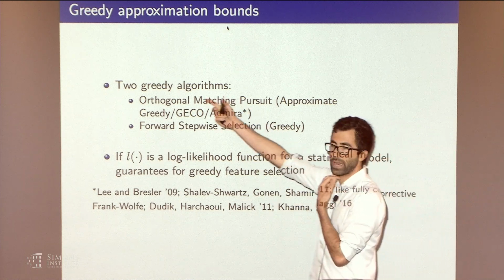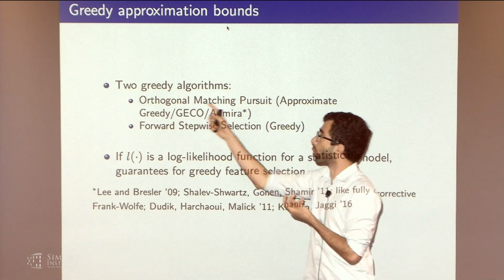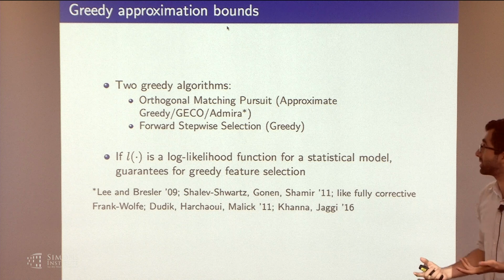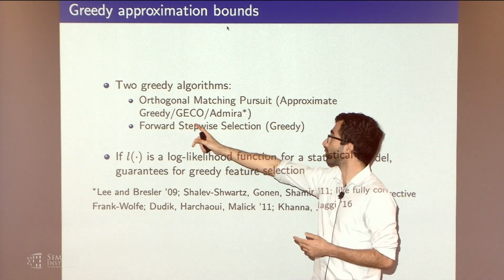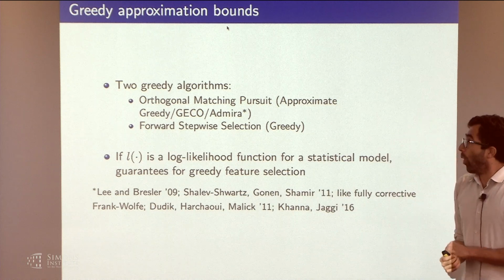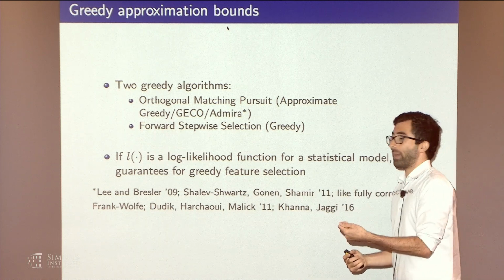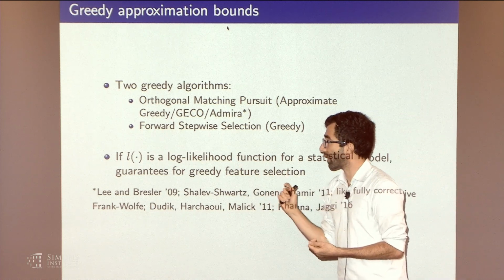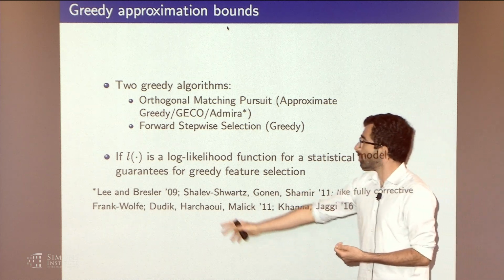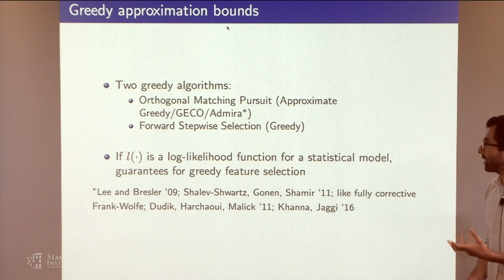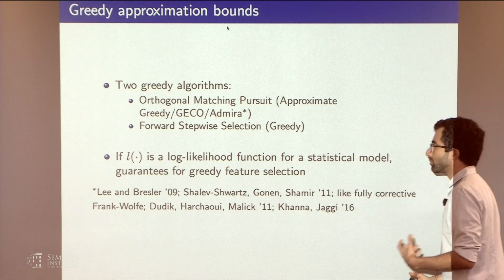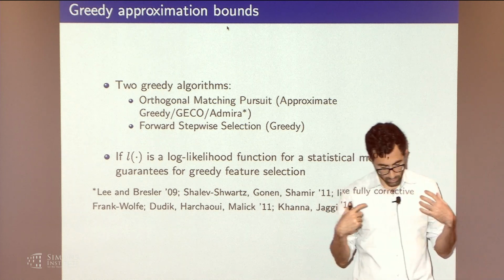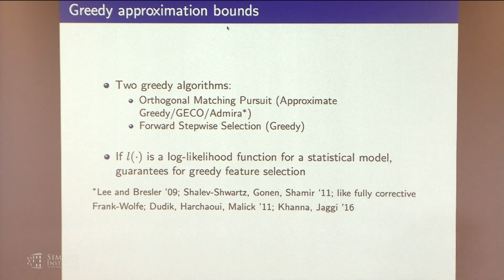So we have two greedy algorithms that one can consider. One is orthogonal matching pursuit for matrices, and then we can think of approximate greedy, the Gecko algorithm, or Admira. Or you can just do the full-on greedy method, which is a forward stepwise selection. So if we're taking L as some log likelihood of a statistical model, then this is guaranteeing us some type of log likelihood for the parameter that we achieve.